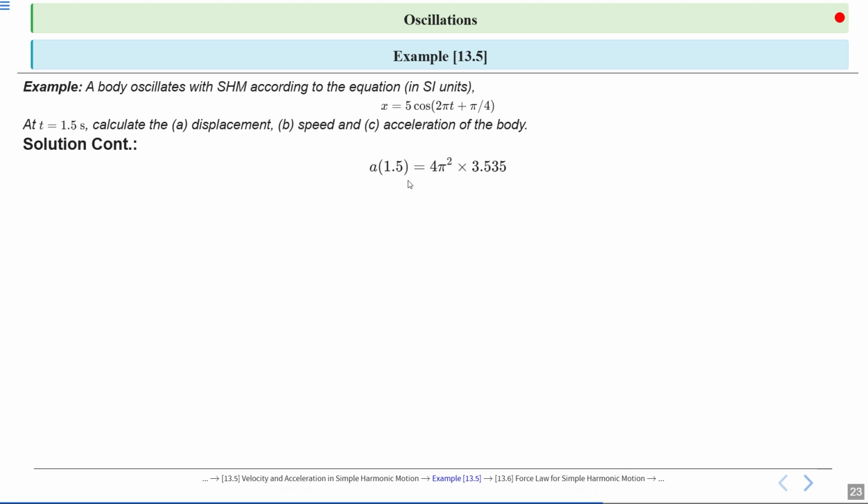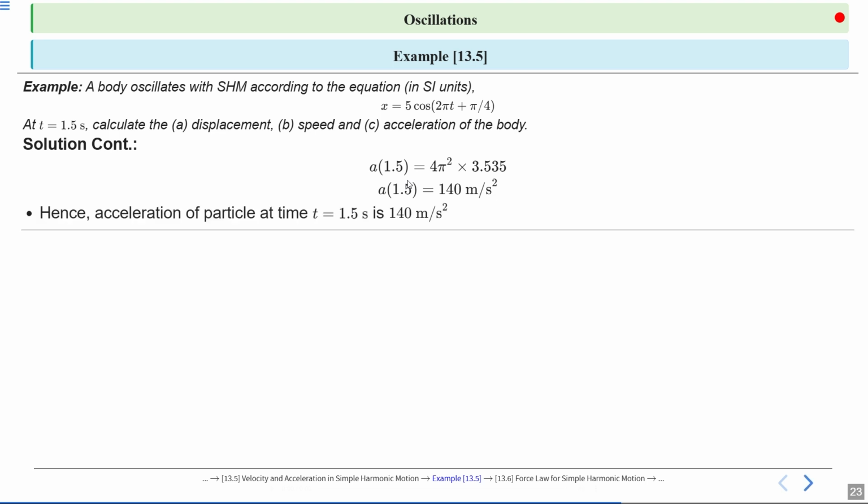So we have a of 1.5 is equal to 4 pi square into 3.535. So a of 1.5 is equal to 140 meter per second square. Hence the acceleration of the particle at time t equal to 1.5 second is 140 meter per second square.